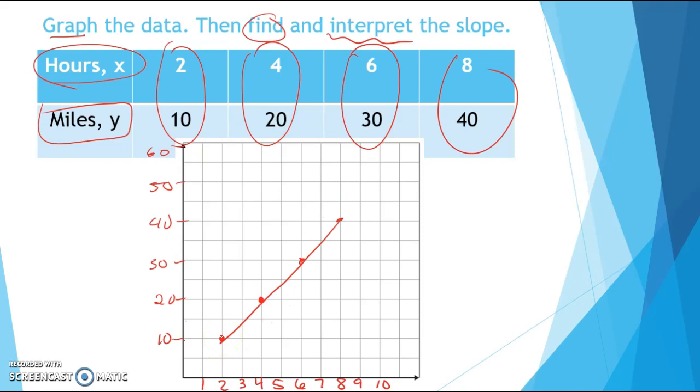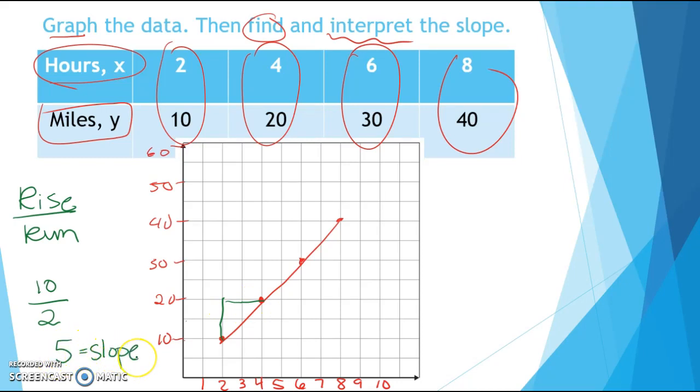Now I need to find the slope. So I need to go from one point to the next. Now I know there are multiple points, but I'm just going to go from my first point to my second point. So I'm going up 5, 10. Again, this is rise over run. So I go up 10. So my rise is 10. My run is 1, 2. So when I simplify that, we get 5. So my slope is 5.